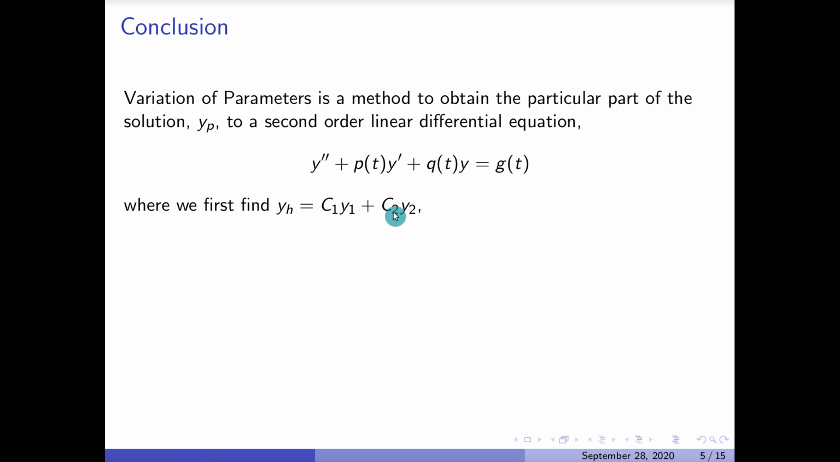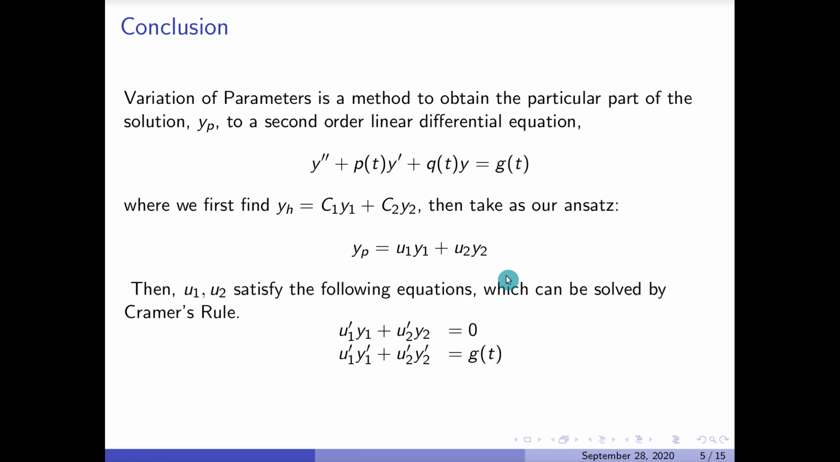Once you're given the y1 and y2, we can figure out y sub p by using the ansatz y sub p equals u1 y1 plus u2 y2. So y1 and y2 are known, u1 and u2 are unknown, and from our formula that we just had, we know that the solutions can be gotten from these two equations where we use Cramer's rule to solve. Good? All right.